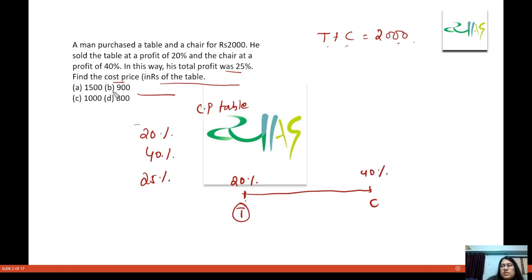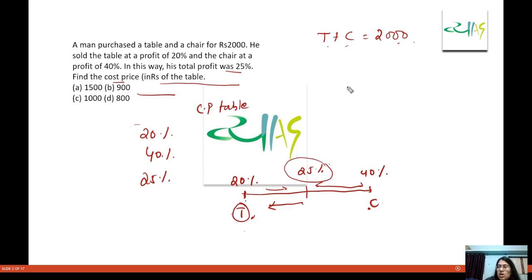And in this way, his total profit was 25%. Find the cost price. So total profit is how much? 25%. Earlier, when we were selling just table, we had this as 20%. When we were selling just chair, we had this as 40%. And when we are selling both, we are having the profit of 25%. Now we know this distance is because of this table, and this distance is because of this chair. Why? Because the low price of this table is trying to draw the average profit down of this 40% of chair by 15 percent. So because of this table, this profit has come down to just 25%.